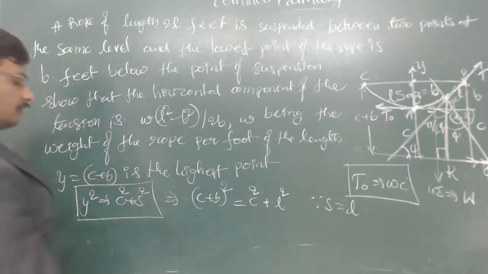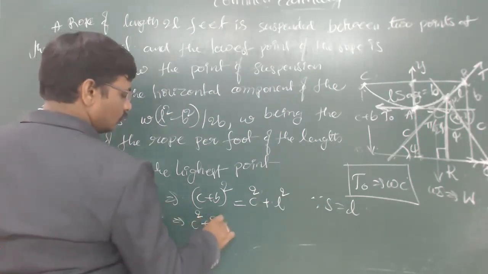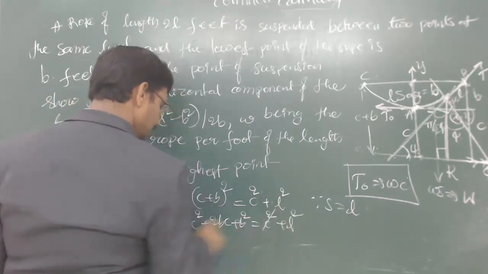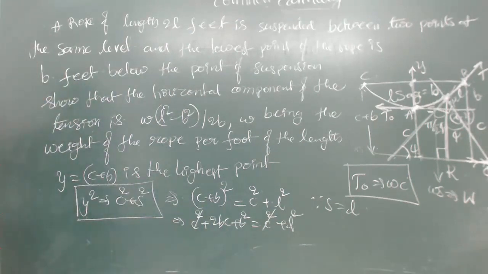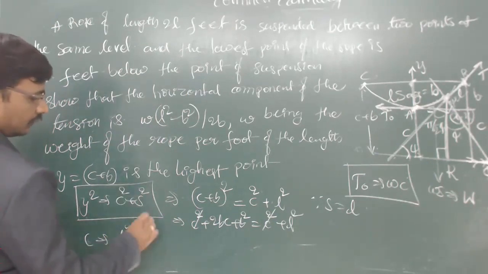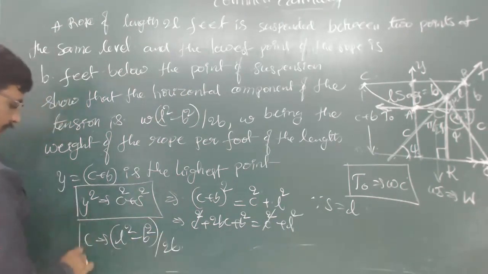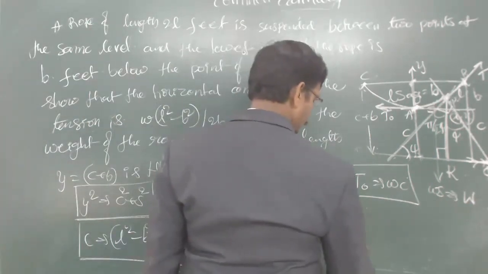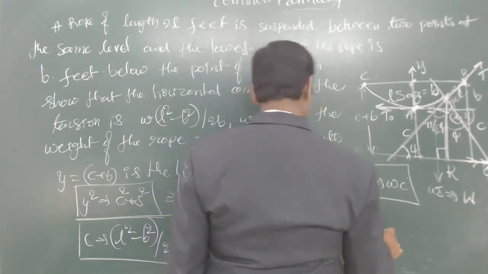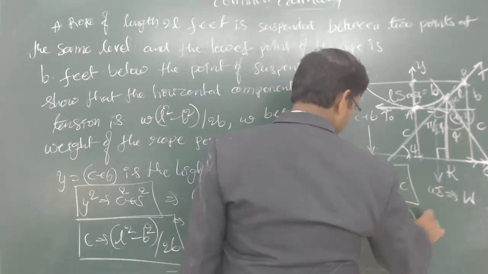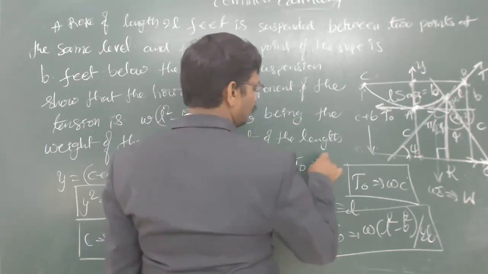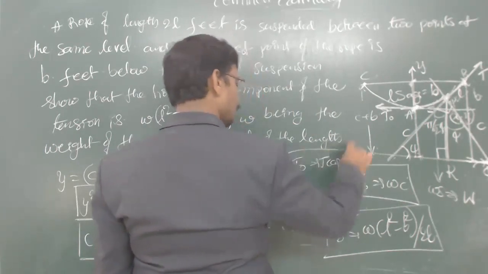Simplifying, C square plus 2BC plus B square is equal to C square plus L square, and the C square cancels out, so C is equal to (L square minus B square) divided by 2B. Once you have this relation, you substitute here. So T naught equals W times (L square minus B square) divided by 2B. This is the horizontal component of the tension, which is again equal to T cos psi, the horizontal component at any point.